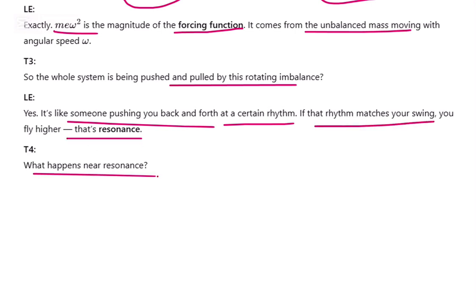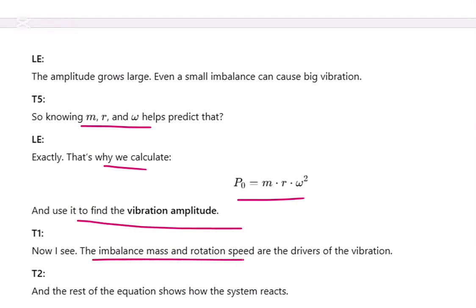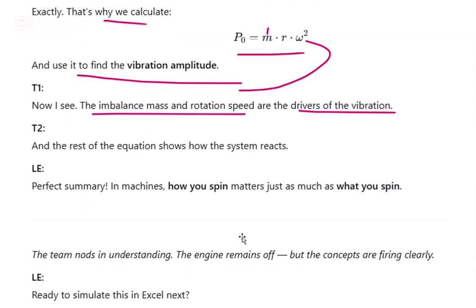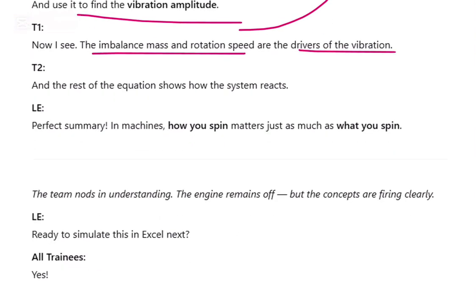That's resonance. What happens near resonance? The amplitude grows large. Even a small imbalance can cause vibrations. Knowing m or omega helps predict that. That's why we calculate it and use it to find the vibration amplitude. Now I see, the imbalanced mass and rotation speed are the drivers of vibration. The rest of the equation shows how the system reacts. It means how you spin matters as much as what you spin. Ready to simulate in Excel.